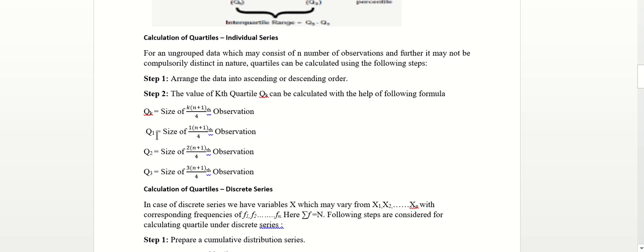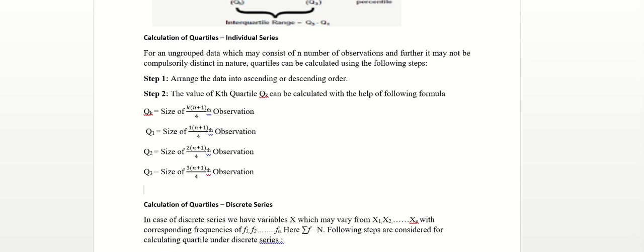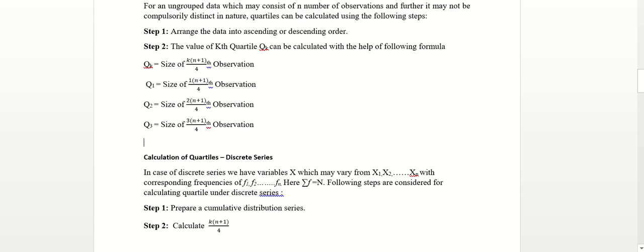If we are calculating Q1, the first quartile, k is the quartile which we are calculating, so we apply 1 into n plus 1 by 4th observation. If we are calculating Q2, then 2 into n plus 1 by 4th observation. If we are calculating Q3, the formula we apply is 3 into n plus 1 by 4th observation. Right, that's it. I'll explain this with the help of an example.